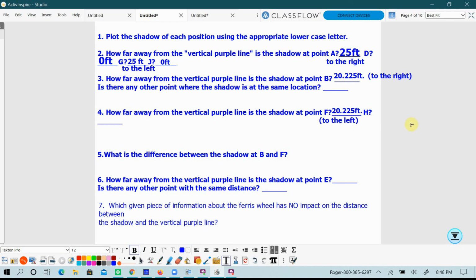So that's the key. You want to acknowledge the fact that if your horizontal distance sits to the left of the vertical purple line, please write the words to the left after you find your distance. If it's to the right of the vertical line, write to the right to acknowledge what side of the vertical purple line you are on, so that we're accounting for that distance as knowing it to be a positive distance versus a negative distance.